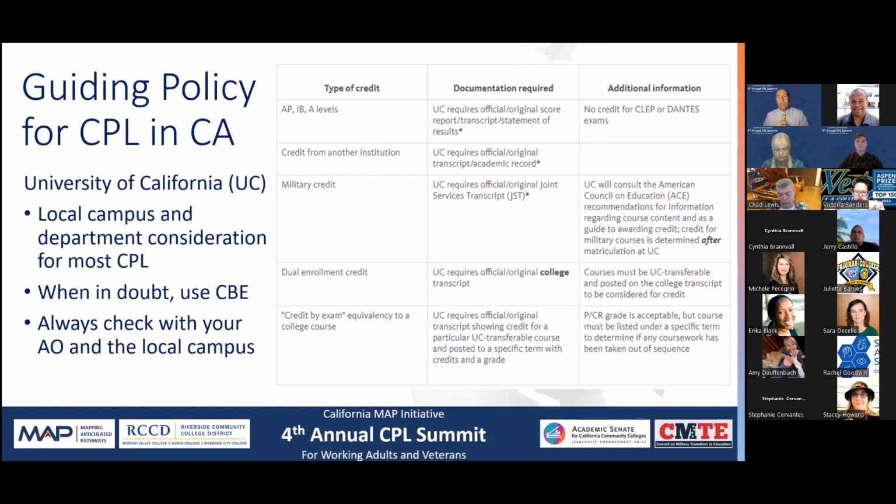I always recommend, when in doubt, have them go to the discipline faculty for credit by examination. That actually has the highest transferability of any kind of CPL that we have. Unfortunately, it gives an extra step. Some campuses still even charge for credit by examination, but we have a lot fewer of our students that are reentry students transfer to the UC, and part of it is the theoretical basis of some of those courses just don't align as much typically with CPL.